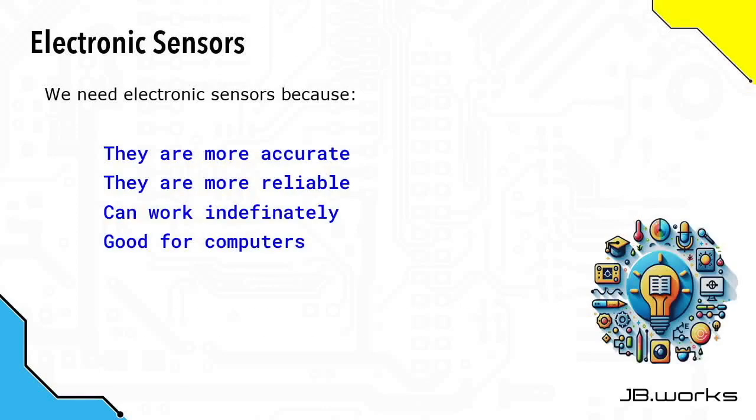And this is the reason, well, one of the reasons that we have electronic sensors. And that's because they're more accurate, they're a lot more reliable than, say, using your finger. They can work indefinitely. They never get tired, they never need to sleep. And they're really good for computers because the output that they produce can easily be converted into a form that a computer can use. Whereas taking the finger example, if you had to sit there and describe how hot your finger felt every time the computer wanted a reading, that would be pretty ridiculous.